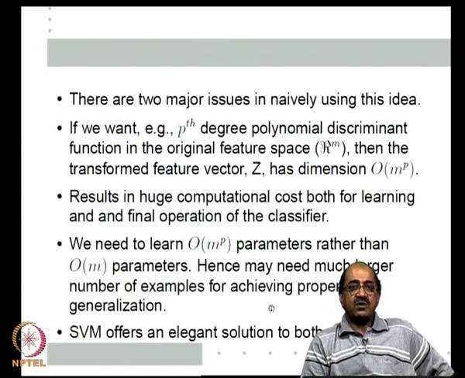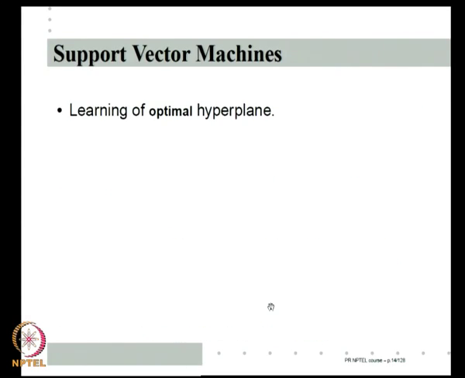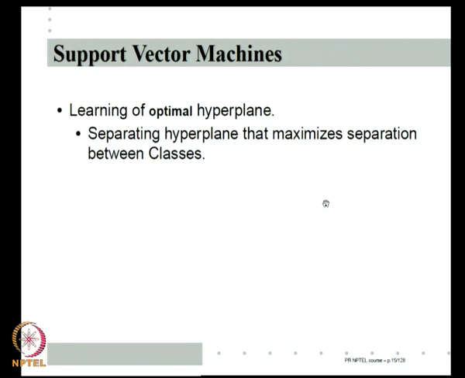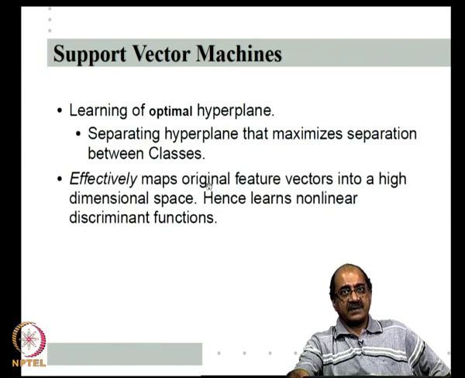So, the nice thing about what we call support vector machines is that they offer an elegant solution for both these problems. Okay. So, let us look at what these are. They essentially learn not any hyperplane, but what we term optimal hyperplane. Okay. An optimal hyperplane is a separating hyperplane that maximizes the separation between classes. We will formally define it in a couple of minutes. Now, learning optimal hyperplane is essentially what allows SVMs to learn well with fewer examples, even in a very large dimensional space.